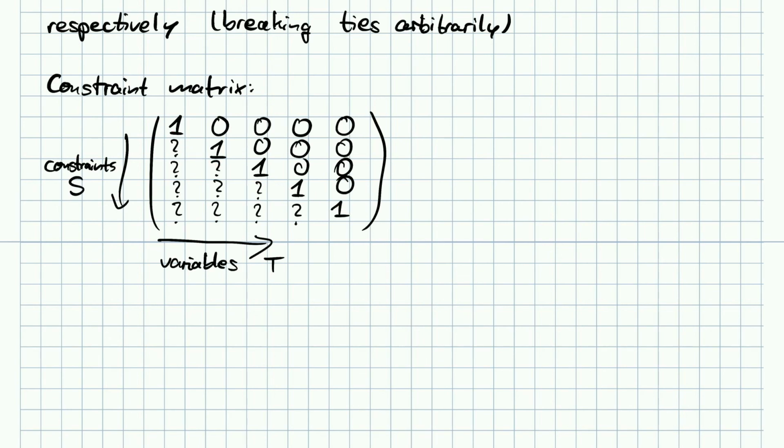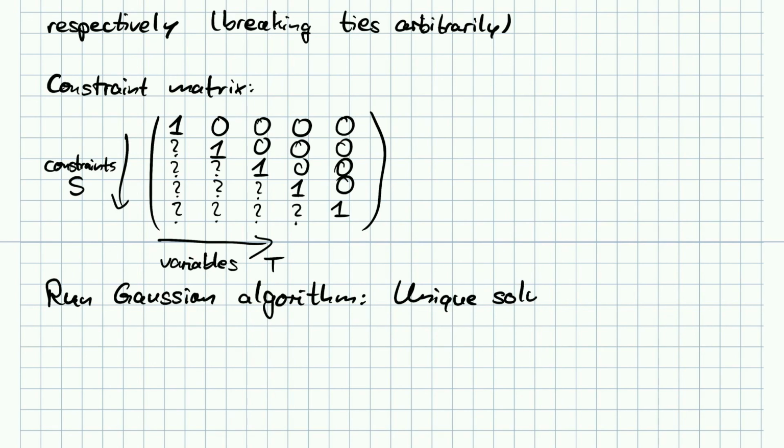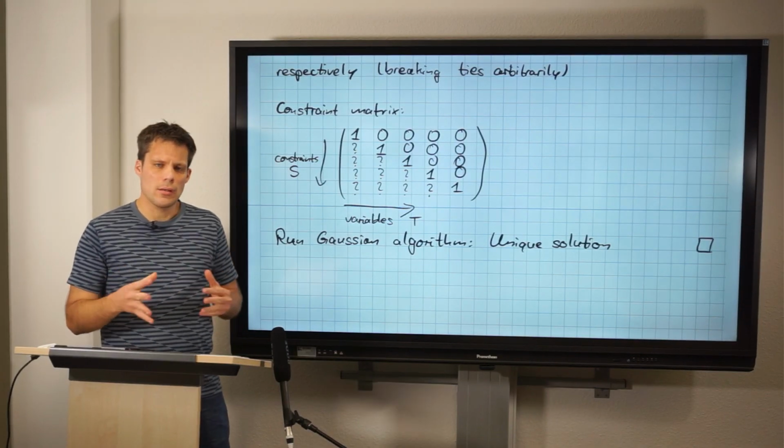And if you now run the Gaussian algorithm, you will get a unique solution because all that you have to do is you only have to eliminate these question marks down here. And this shows that this system of linear equations always has a unique solution. Good.